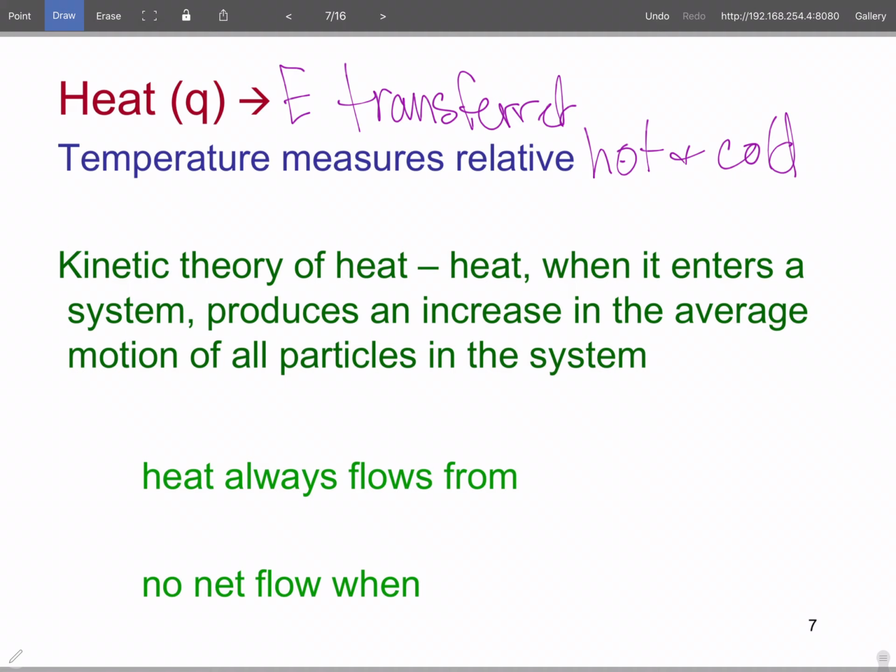So the kinetic theory of heat states that heat, when it enters the system, produces an increase in the average motion of all particles in the system. Okay, heat always flows from hot to cold. It's like items, they always roll downhill, high to low. Okay, there is no net flow when the temperatures are equal.